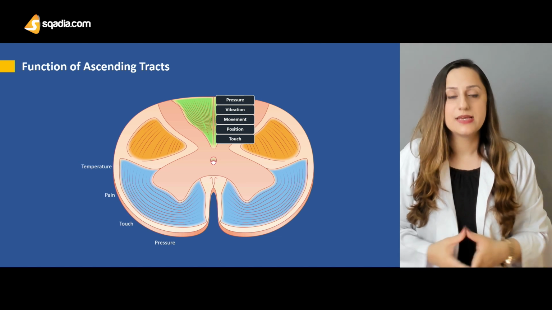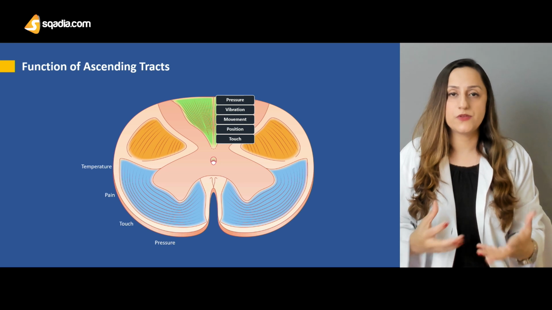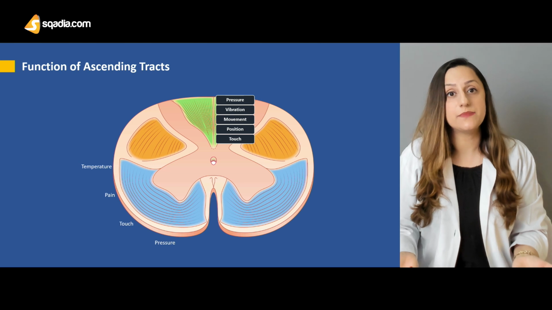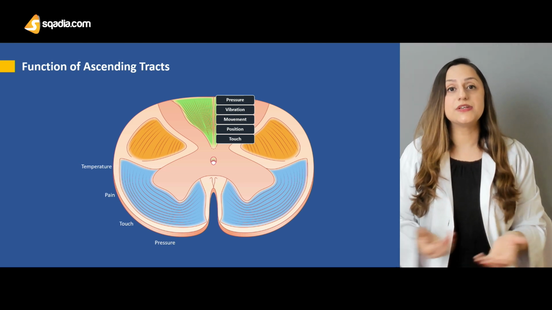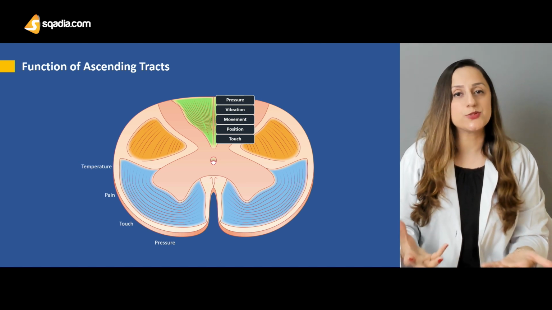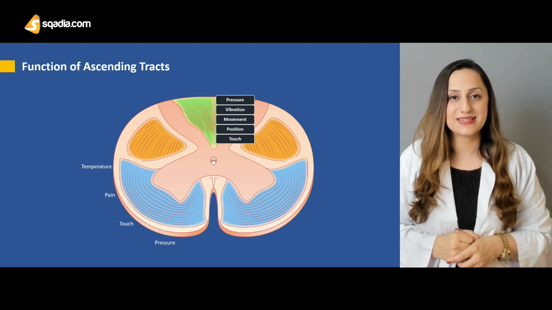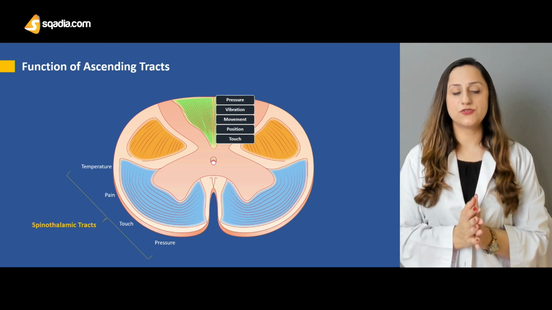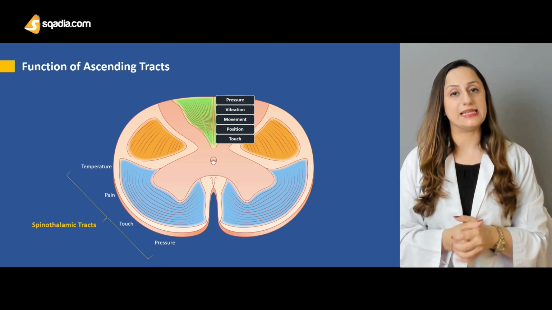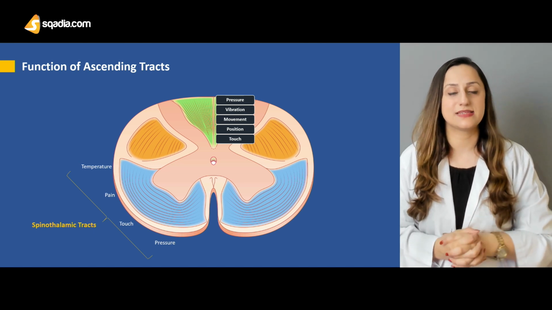So this is how the different kinds of information evolve with the passage of time. The person collects the different integrative messages from the surroundings, and he or she knows how to integrate these messages with the help of these ascending tracts. So the information regarding temperature, pain, touch, and pressure is carried by the anterior and the lateral spinothalamic tracts for the higher integration in the final centers of the brain.